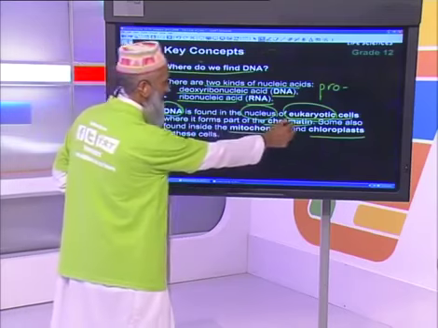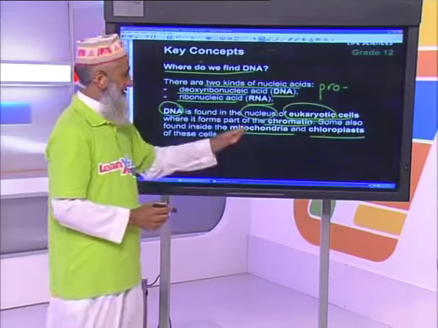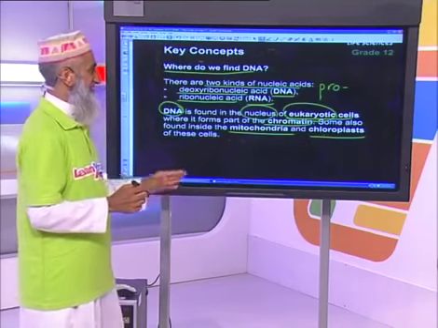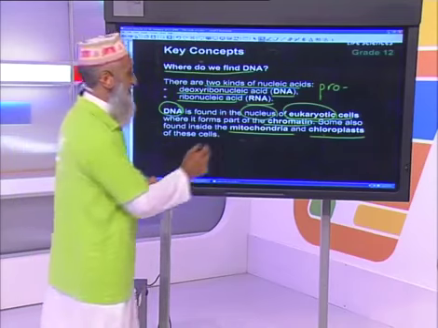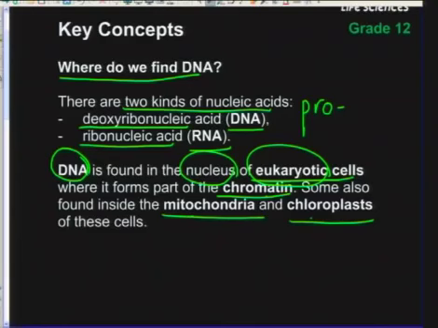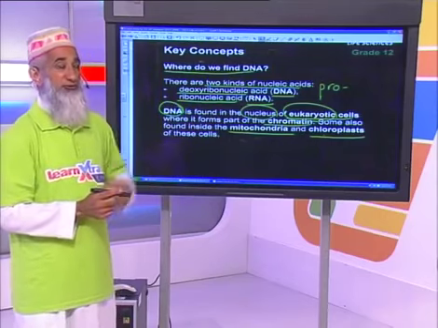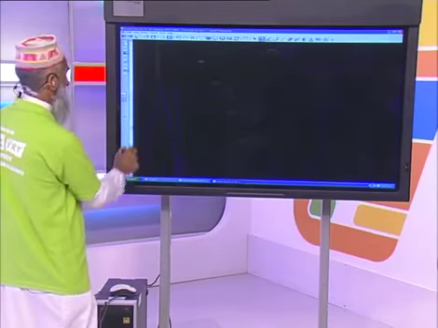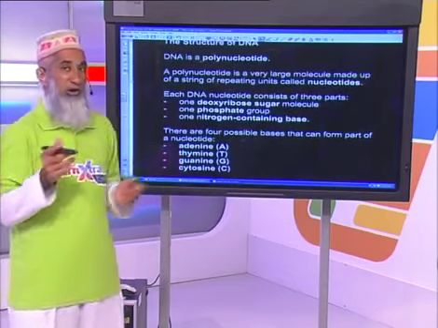Where it forms part of the chromatin, the chromosomes, and some is also found in the mitochondria and some in the chloroplast. Mitochondrial DNA, chloroplast DNA. We are very interested in this DNA that's found in the nucleus, and later in evolution, we are also interested in the mitochondrial DNA. But as we progress with the work on DNA, you'll notice we'll talk more about mitochondrial DNA. So we know now where it's found.